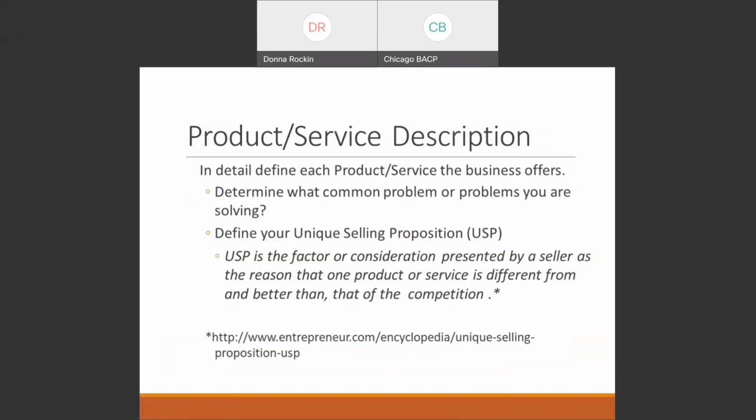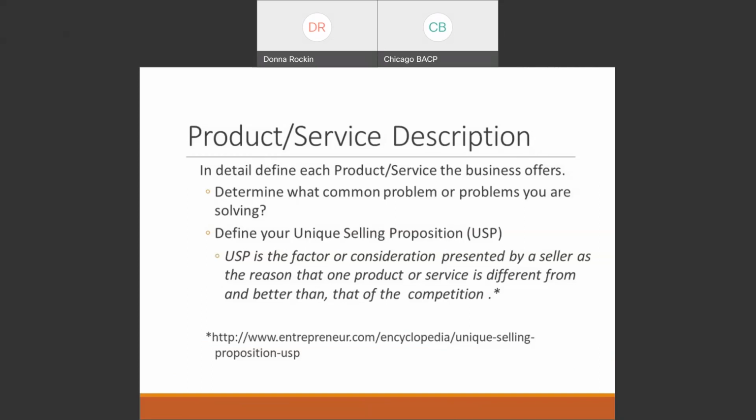When you describe the product or service, define in detail every type of product or service your business offers. Determine what common problem or problems you are solving. When you solve a problem uniquely, it's defined in the marketing world as your unique selling proposition.